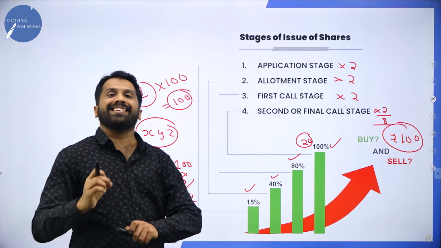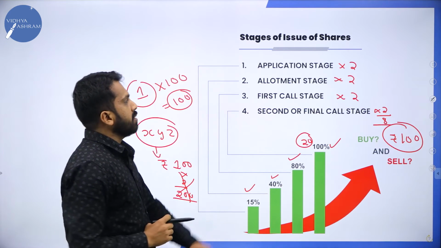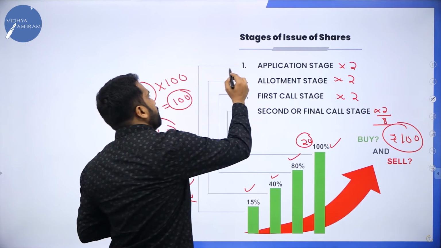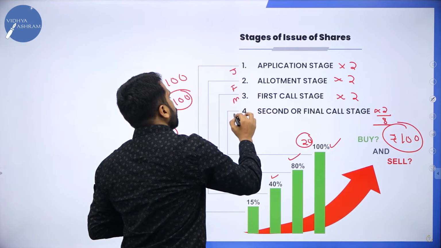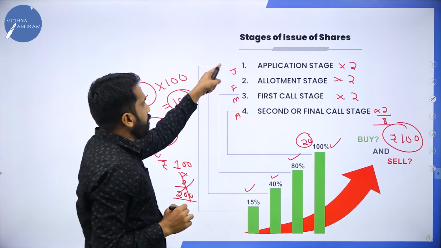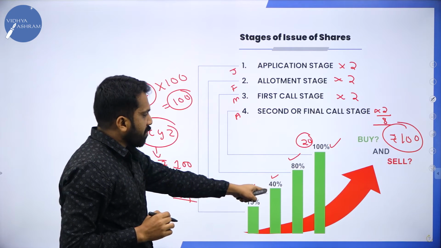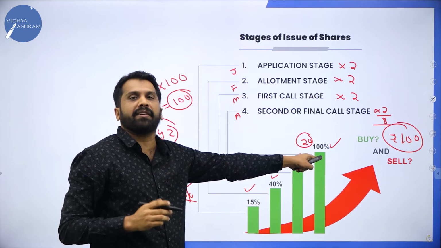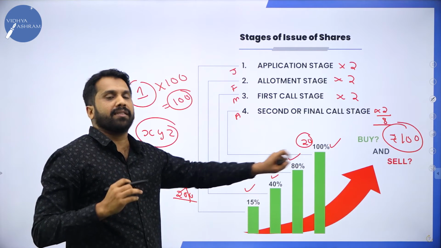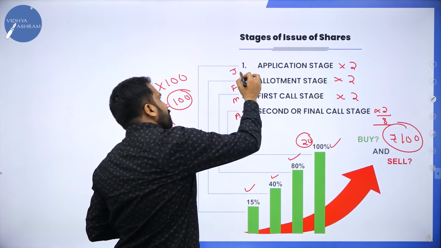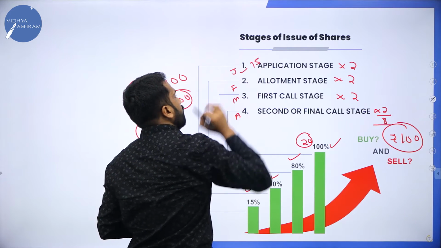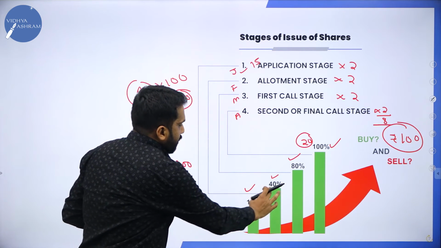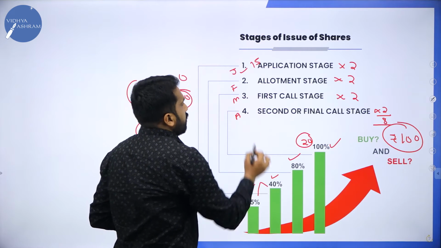So, calls in arrears means application may be in the month of January. This is Feb, March, April. Every month you have to pay 15, 25, 40 and 20. Now, you paid in the month of January for application. How much? 15.